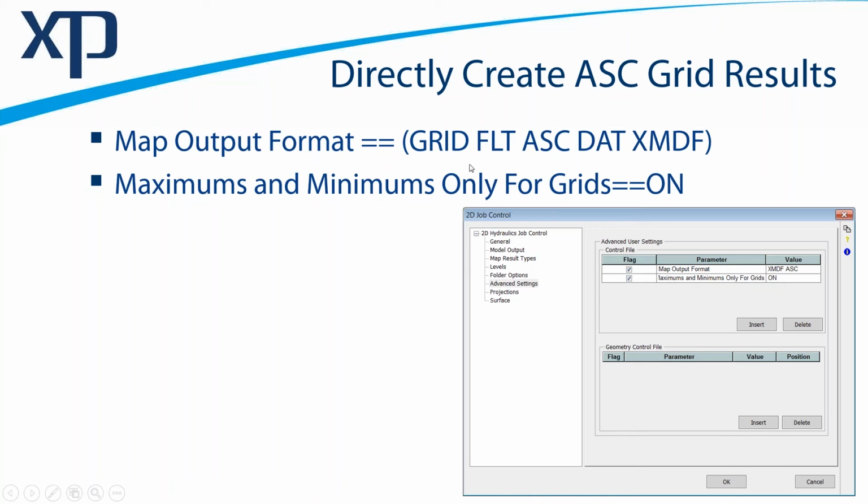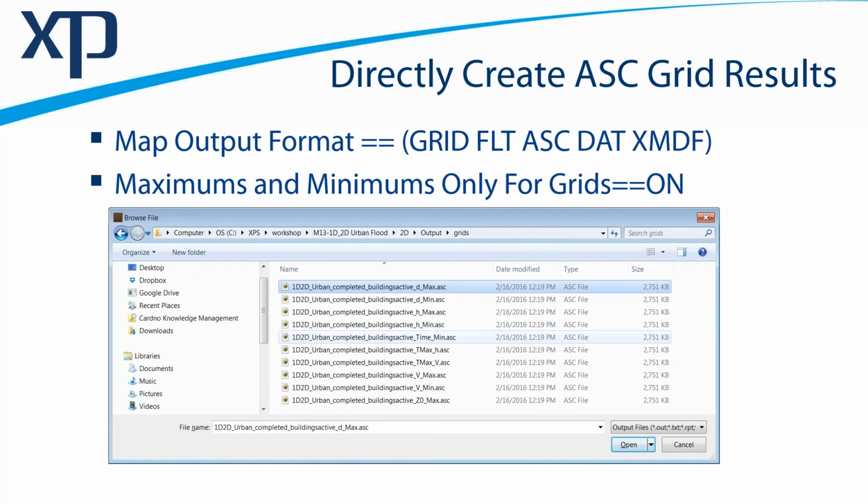So I'm going to have my binary results for all the time series as an XMDF file, and I'm going to have a grid file for the max and the minimum, which I can just directly open in GIS. When you do this, and you're using the folders to specify where all the 2D input and output will go, it will create a grids folder, and that grids folder will then have all of your max and mins, your ASCII grids, which you can take and directly open in GIS or create exhibits.